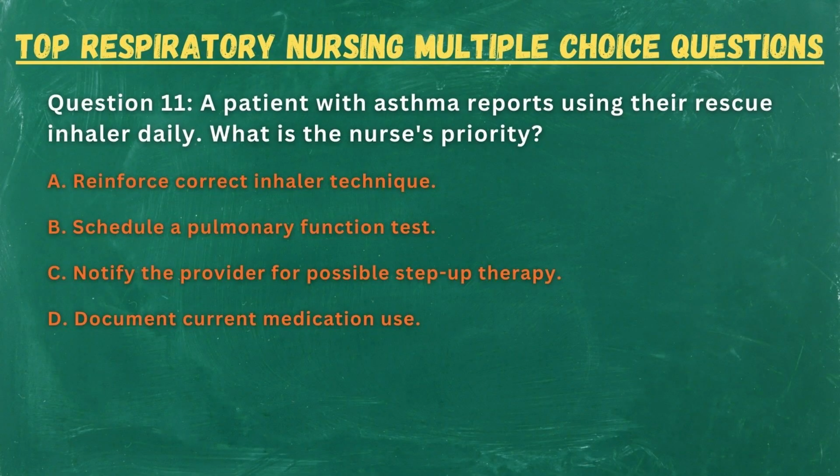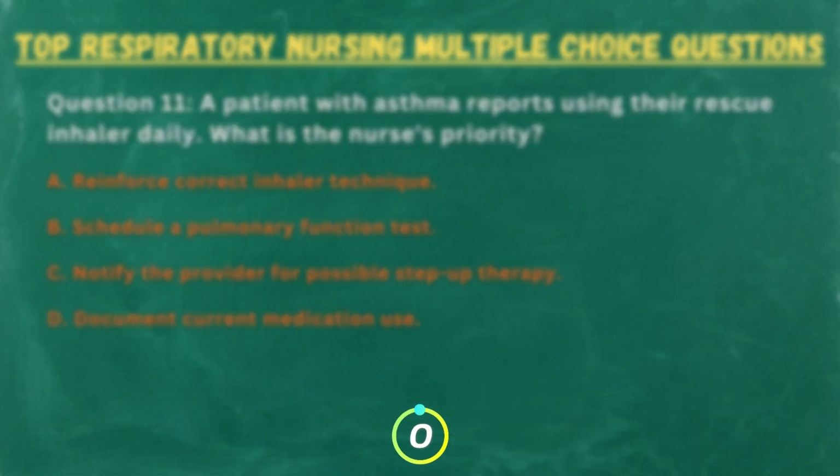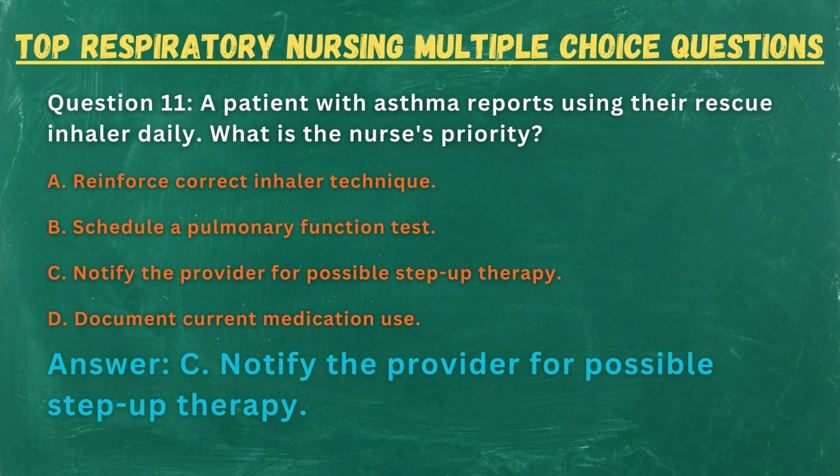Question 11. A patient with asthma reports using their rescue inhaler daily. What is the nurse's priority? A. Reinforce correct inhaler technique. B. Schedule a pulmonary function test. C. Notify the provider for possible step-up therapy. D. Document current medication use. Answer. C. Notify the provider for possible step-up therapy.